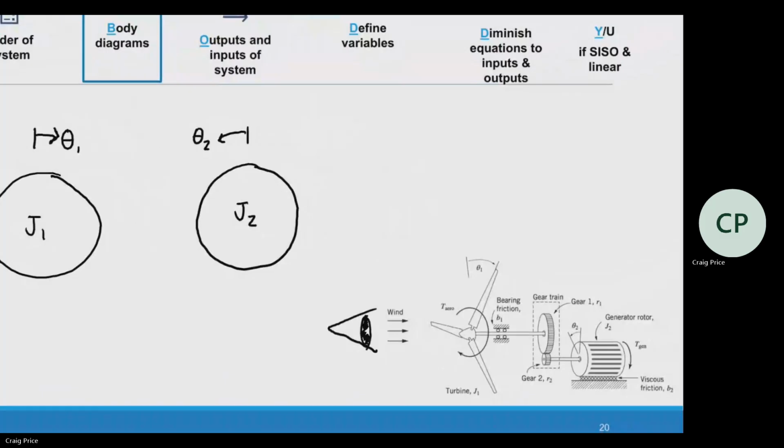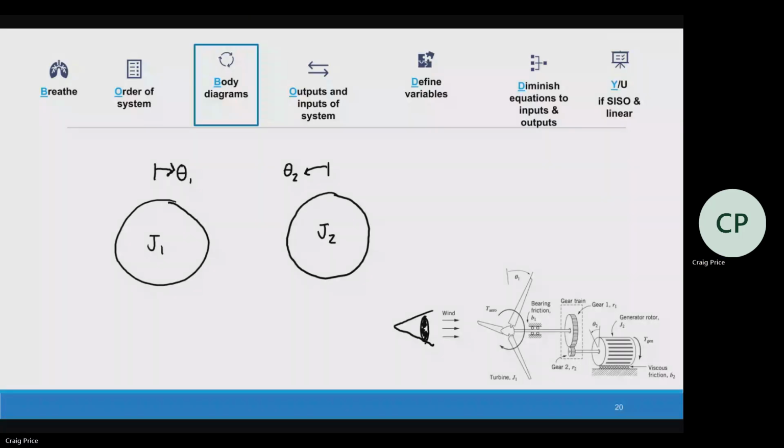Both of these have friction. Then lastly, T arrow, T-gen. Those are my two givens.